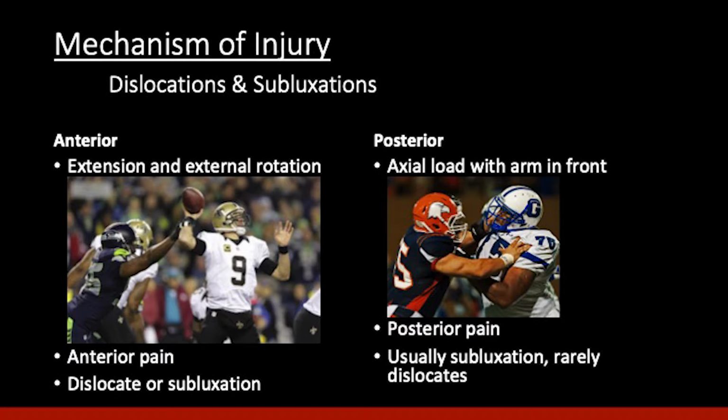The posterior dislocations are actually a little bit trickier to pick up, I think, in part because a lot of times it's not as dramatic an injury mechanism. The posterior dislocations or subluxations are often just an axial load. So think of your blockers in football. You have your arm out in front of you, the hand gets struck, and that drives the shoulder out the back. Those people are going to have pain along the posterior joint line. It's less likely to actually stay dislocated out the back, so you're not necessarily going to have that obvious dislocation.